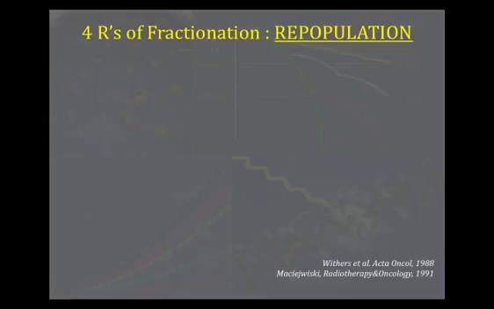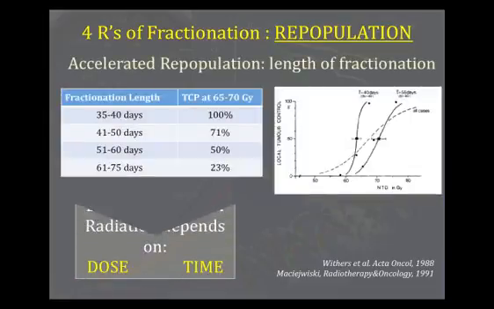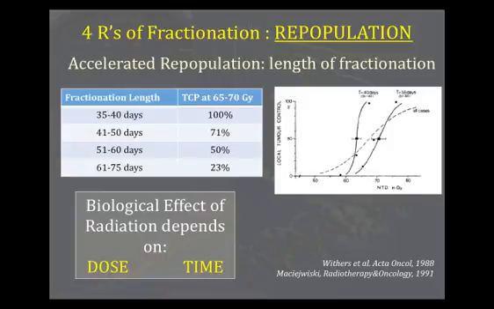And the final R is repopulation. And Dr. Withers here, who is the former chairman of radiation oncology, first described this in the literature for head and neck tumors, and it was followed by others that applied the same principle for other tumors. But it's actually a very simple concept to understand. They just looked at the probability of local tumor control at a given dose of radiation in fractions. And as they varied the length of fractions, the tumor control dropped dramatically.